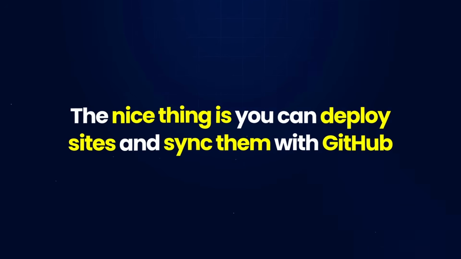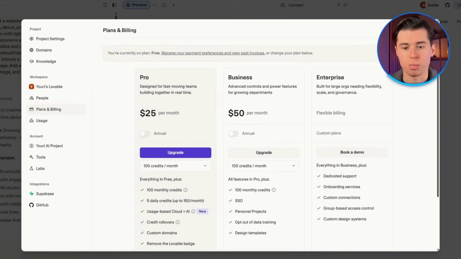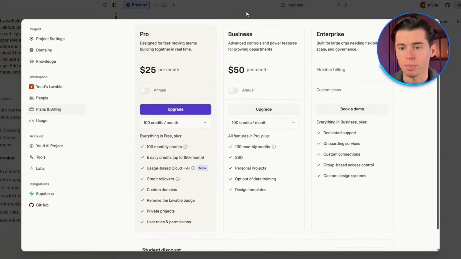Now, when it comes to Lovable's pricing, each day you just get a few credits to build and edit sites. As with all the other ones, everything you make is public. The nice thing is you can deploy sites and sync them with GitHub. But to remove the branding or use your own domain, you'll need to pay. The first upgrade, like the others, is the Pro plan for $25 a month. It gives you private projects, more credits, custom domains, and takes away the Lovable branding. But if you don't care too much about that, you can still definitely use the tool and even publish a simple website.